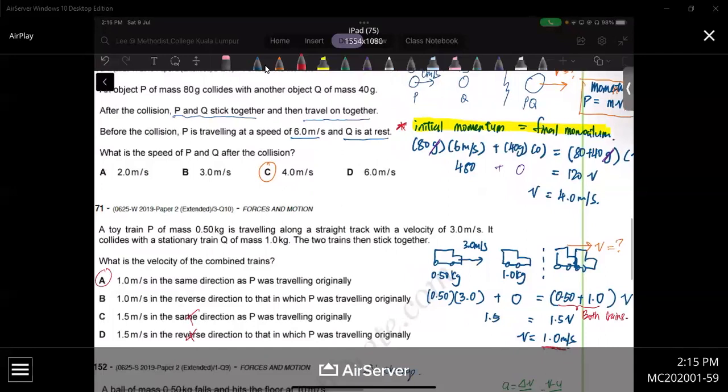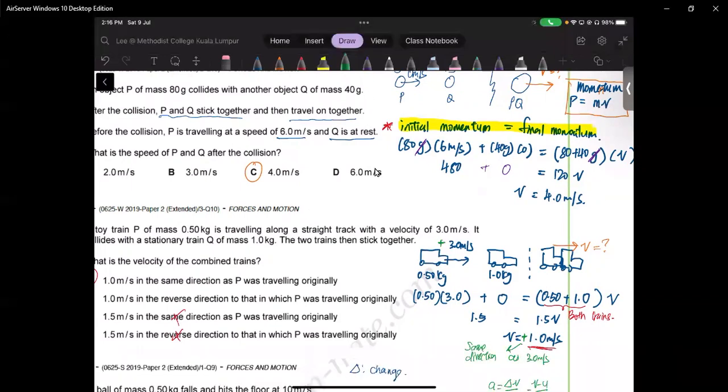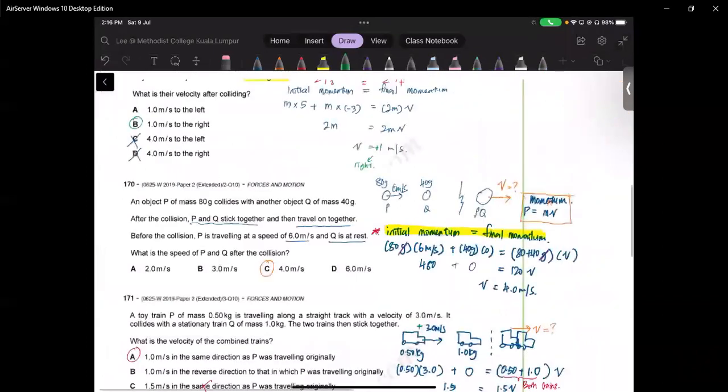If you collide onto something, and if it changes direction, then there has to be a negative sign in front. Because this one here is positive, so this one is the same direction as the 3.0 meter per second. Is 3.0 also positive? Okay. All right. So that was what we did.